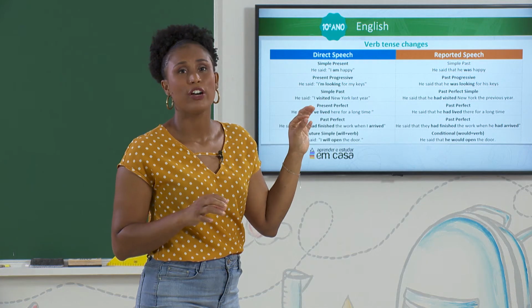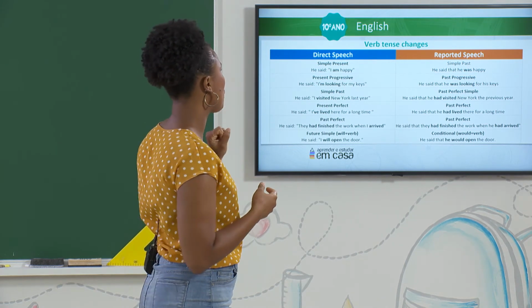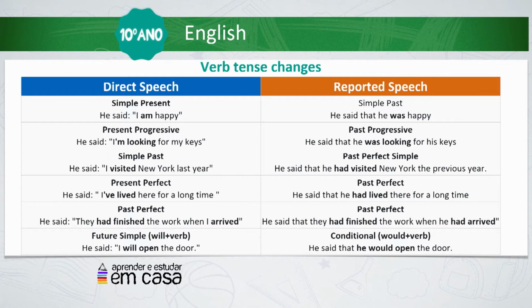So moving on. Here in this box we have verb changes, okay? We have direct speech and we have reported speech. If the direct speech is present simple, in reported speech it becomes past simple. For example, he said, "I'm happy." In reported speech, he said that he was happy. Notice that the verb tense changed here. If we have the present progressive or present continuous in direct speech, in reported speech we have past progressive. For example, he said, "I'm looking for my keys." Reported speech: he said that he was looking for his keys. Here we have past simple.